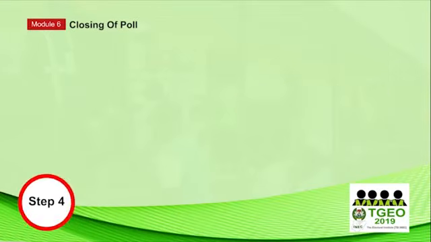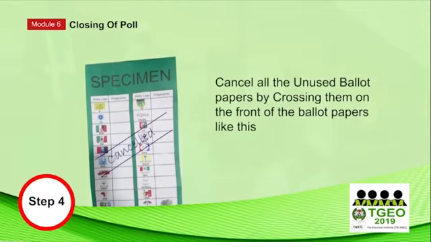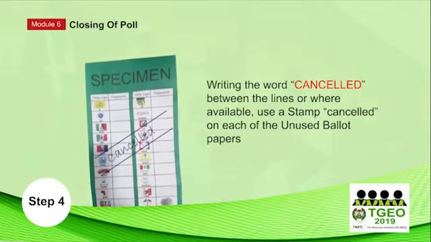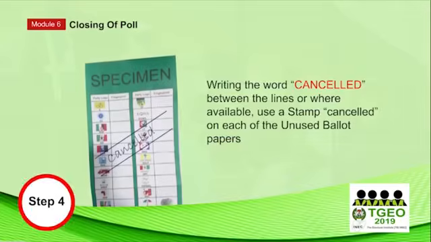Step 4. Cancel all the unused ballot papers by crossing them on the front of the ballot papers like this, and writing the word "cancelled" between the lines, or where available, use a stamp "cancelled" on each of the unused ballot papers.